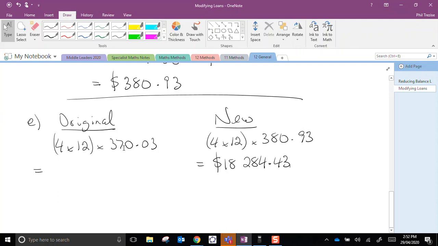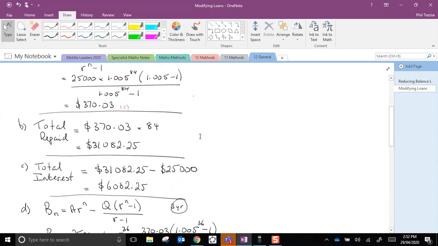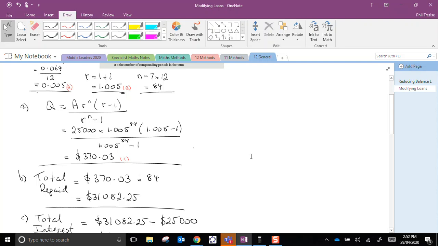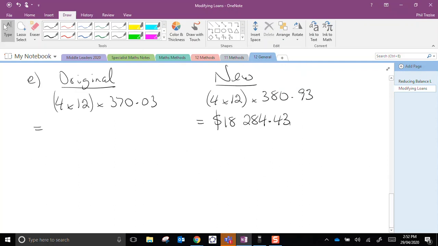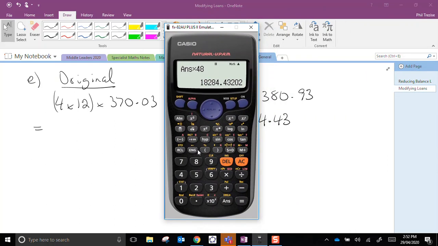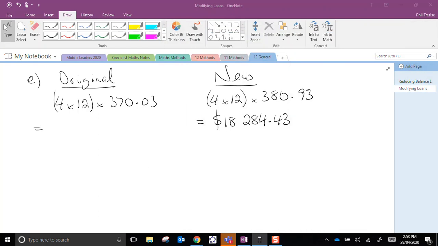Now, where did I store the 370? I know I stored it. There it is. 370 was stored in memory C. So if I come back to my calculator here, this one will be 48 times C, 17,000. Let me write that. The original loan, he would have repaid $17,761.29. Now these two are just the last 4 years of the loan.